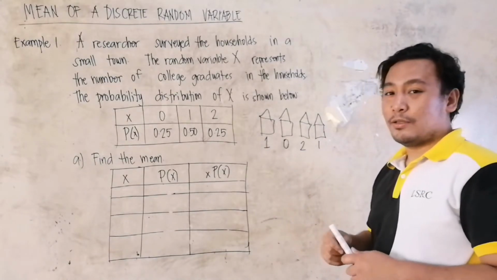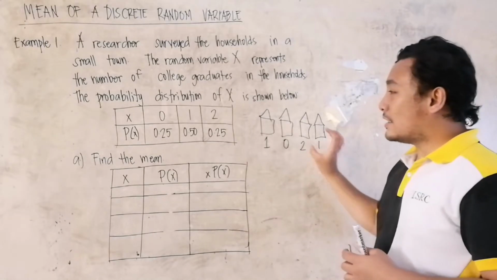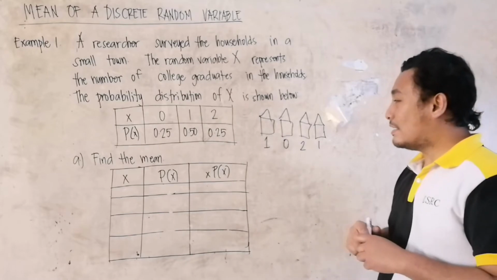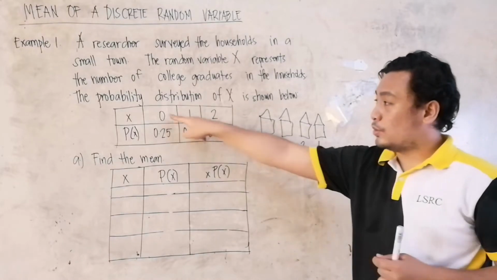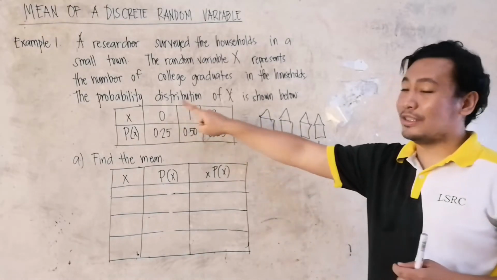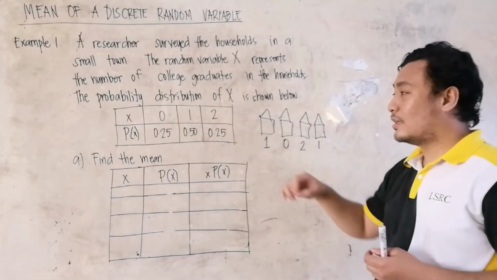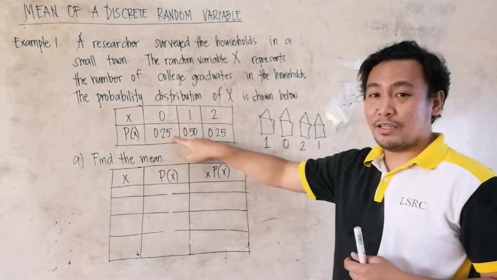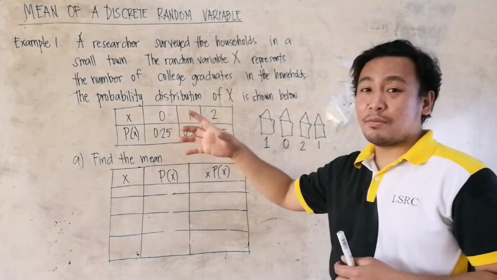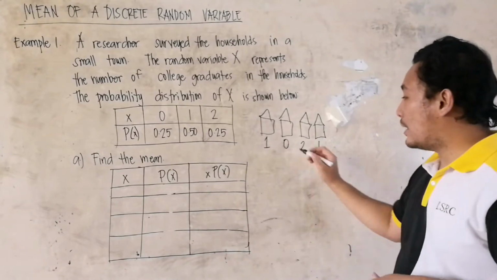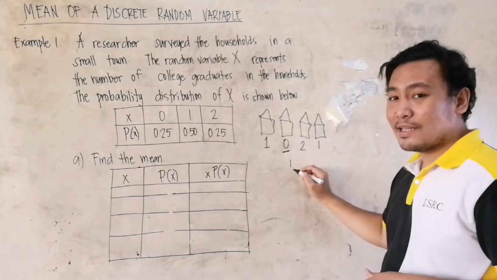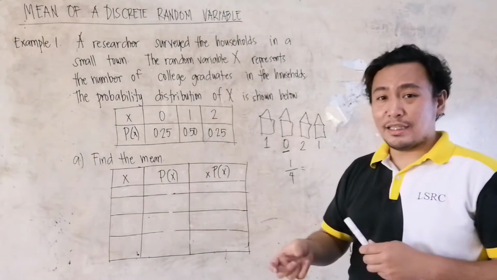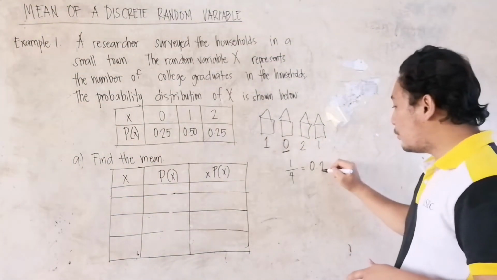isa ring graduate. So if i-transfer natin to into a distribution table, we have 0, we have 1, we have 2. 0 graduate, 1 graduate, and 2 graduates. So what are the probabilities? Ilan ba yung 0? Ilan sa mga bahay na yung 0 yung graduate? So we have 1. Out of 4. And we know that 1/4 is equal to 0.25.